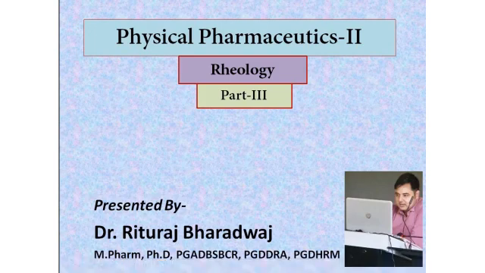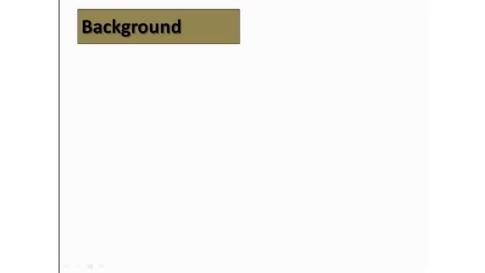Hello everyone. So we are going to start part 3 from the chapter Rheology. In this unit we are going to discuss the types of fluid. Generally, fluids are divided into two types: the Newtonian type of fluid and the non-Newtonian type of fluid. So without wasting any time, let's start.